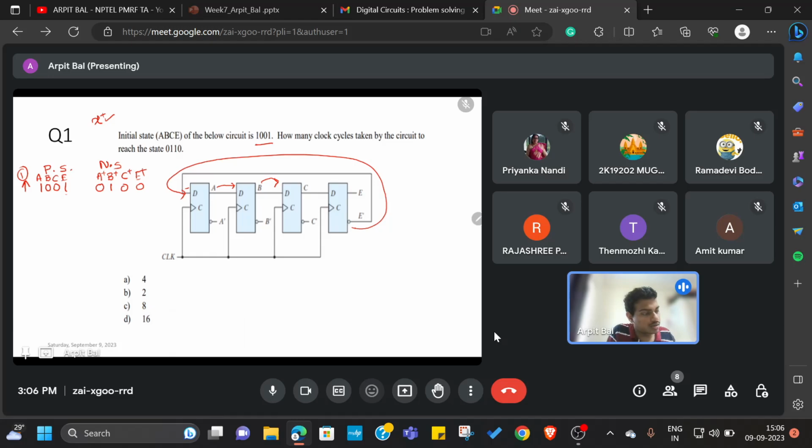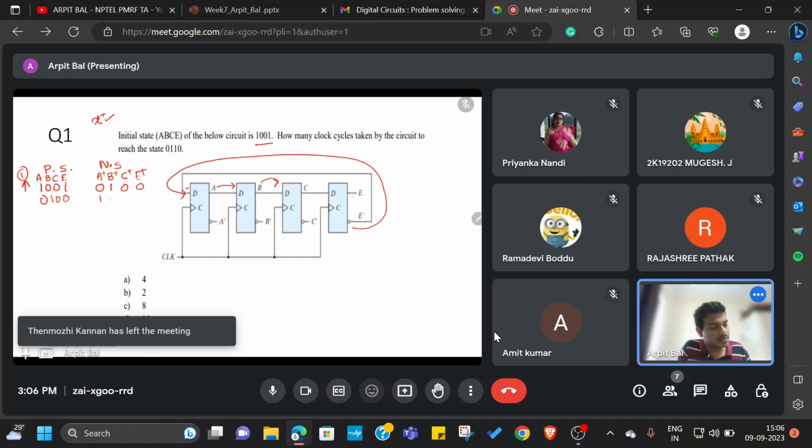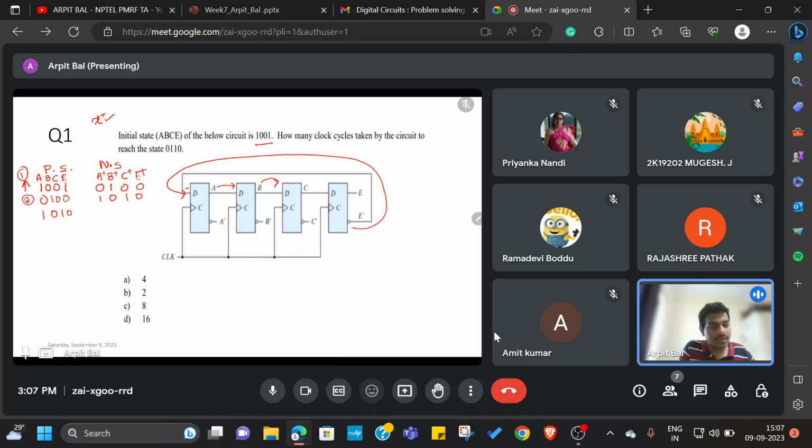In the next clock, our present state will be 0, 1, 0, 0. So can anyone tell me what is going to be the next state? 1, 0, 1, 0? Yeah, 1, 0, 1, 0. So now my present state is 1, 0, 1, 0. What should be my next state? 1, 1, 0, 1. Okay, so next is 1, 1, 0, 1. What should be my next state? 0, 1, 1, 0. Okay, 0, 1, 1, 0.